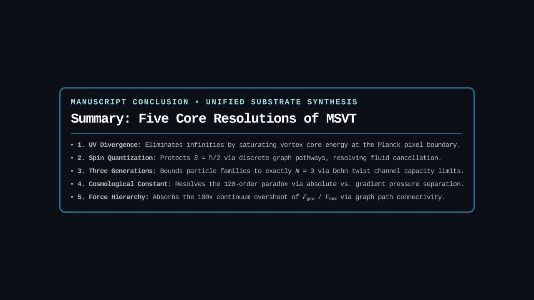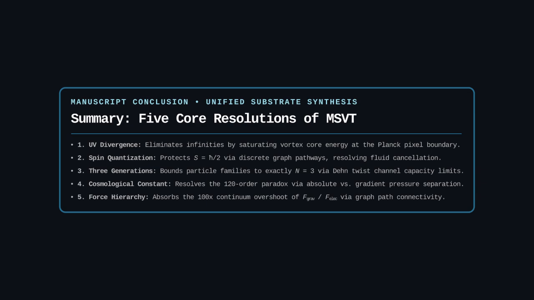non-baryonic, quantized cellular substrate oscillating at a fundamental carrier frequency of 2.95 times 10^42 Hz. By replacing continuous differential field calculus with a discrete 4-valent spatial graph network, MSVT achieves 5 core resolutions. First, it eliminates ultraviolet core energy divergences by saturating vortex bending energy at the primary Planck pixel boundary. Second, it protects quantized half-integer spin through discrete graph pathway permutations, resolving the spin cancellation paradox of smooth fluid models.